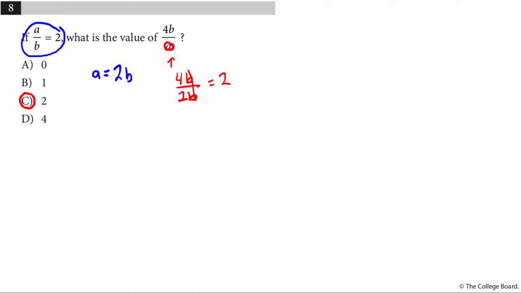There's another possible way to solve this, and that is the following. So I know that a over b is 2. I want to find 4b over a. So I can actually try to make this look like that. So the first thing I'm going to do is flip both the fractions. A over b is 2 over 1. That means that b over a is 1 over 2. And notice I'm just sort of making this look more like that.